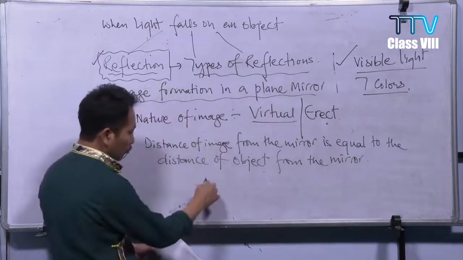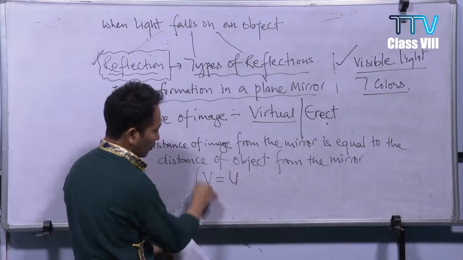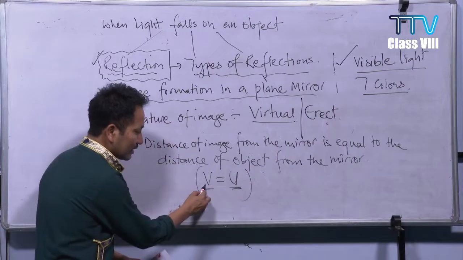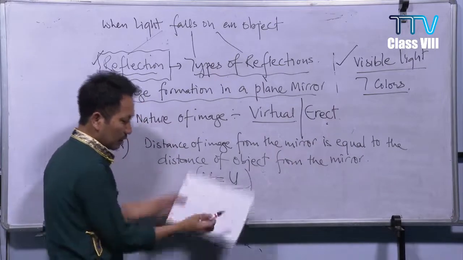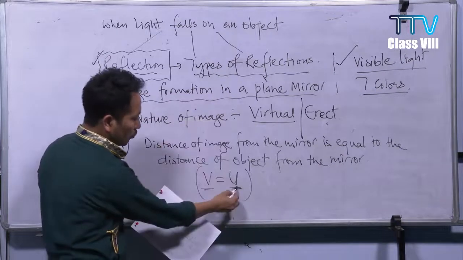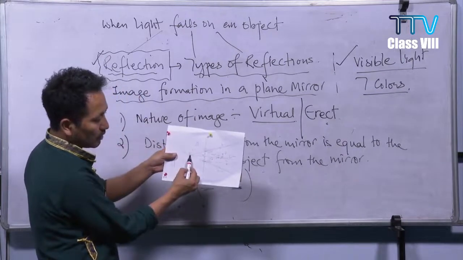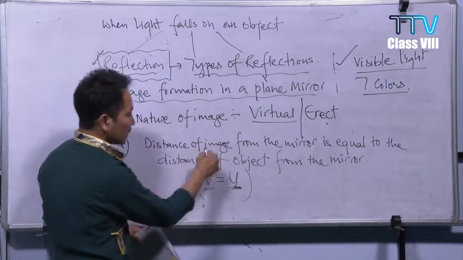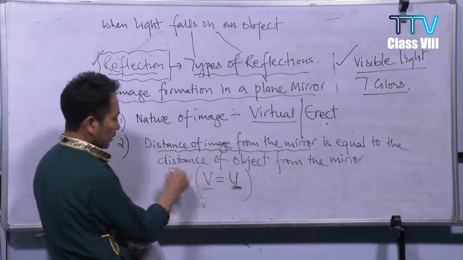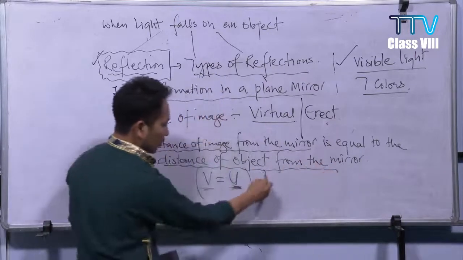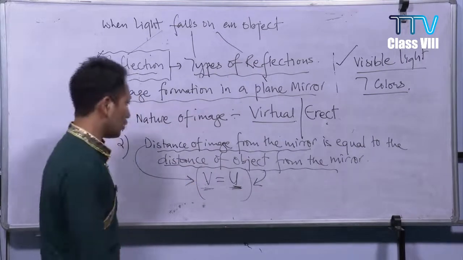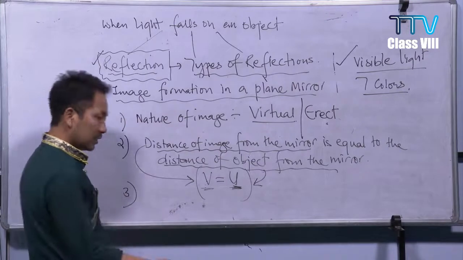V is equal to u, where v is the image distance and u is the object distance. The distance of object from the mirror is u and the distance of image from the mirror is v, and they are always equal.